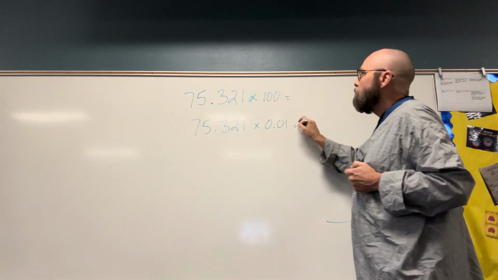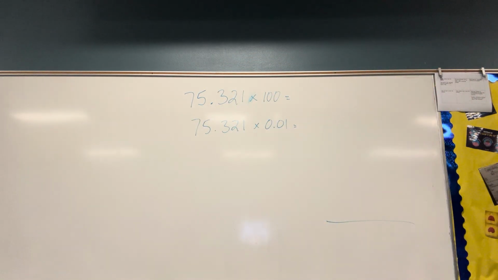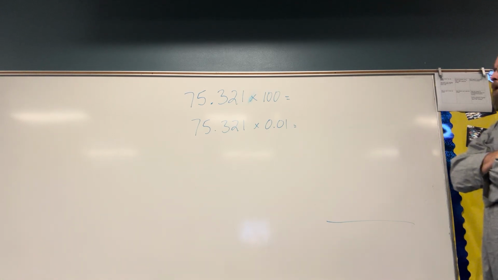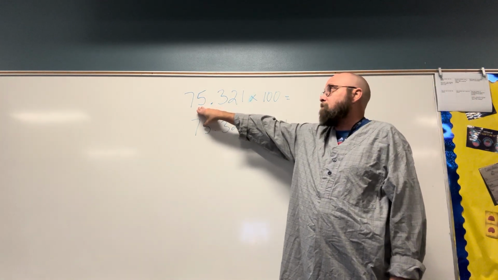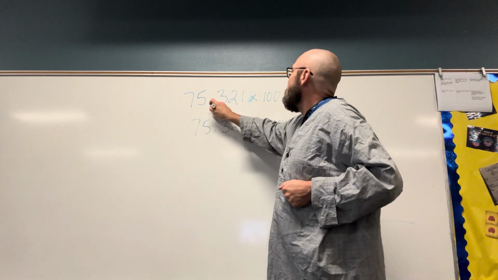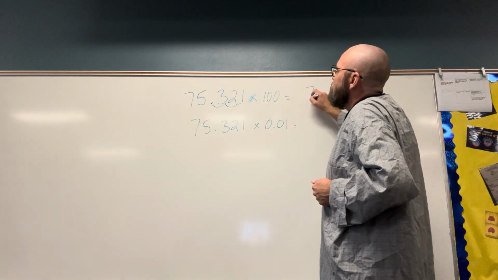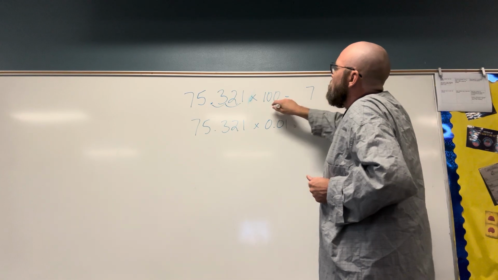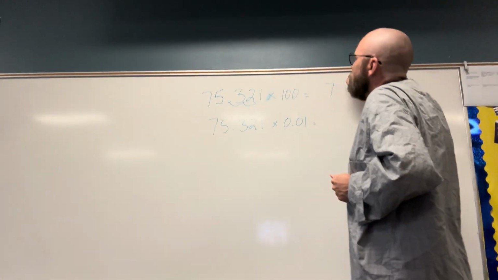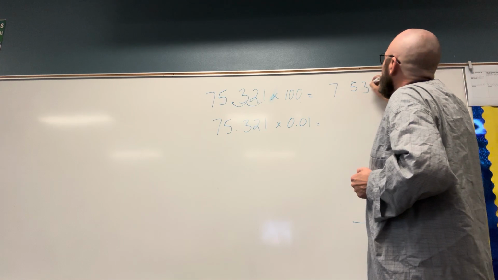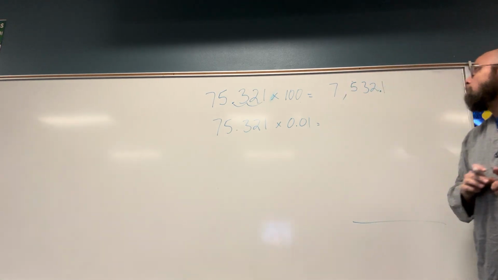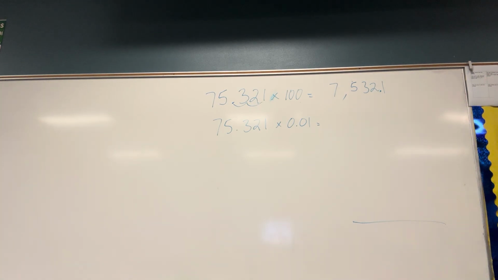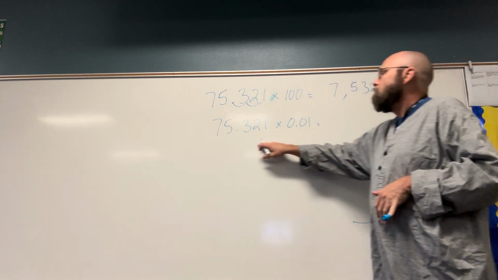All right, so if we have first 75 and 321 thousandths, we multiply it by 100. That means my 5 needs to go from the ones place to the hundreds place, which means my decimal point has to go 2 places to the left. Multiplying by 100, the ones to the hundreds. 7, 5, 3, 2, 1. 7,532 and 1/10. Let's go. This one we're getting smaller.